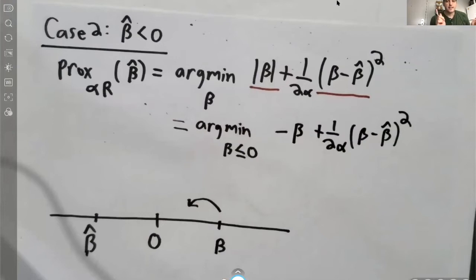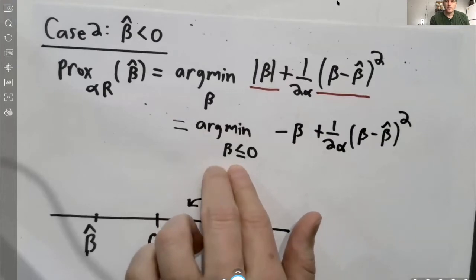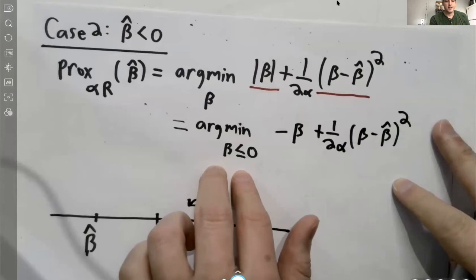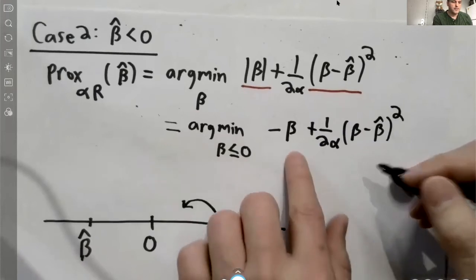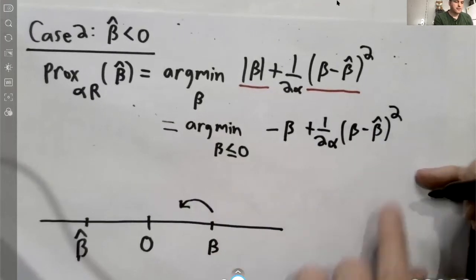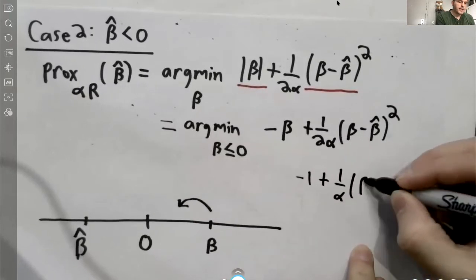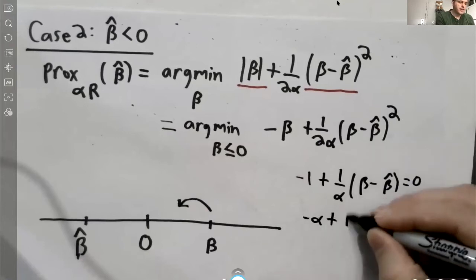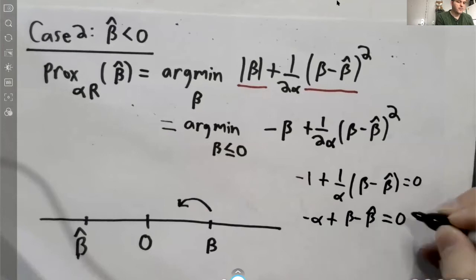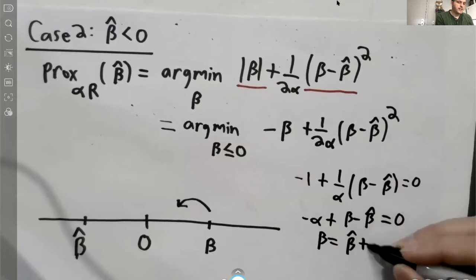And yes, it's a slight complication that we're restricting our attention to negative values of beta, but this problem should be fairly easy because we're basically just minimizing a quadratic function. So let's find the value of beta that minimizes this quadratic function. Setting the derivative equal to 0, we get minus 1 plus 1 over alpha times (beta minus beta hat) equals 0. Now let's multiply through by alpha. So we get minus alpha plus beta minus beta hat equals 0. And so that gives us beta equals beta hat plus alpha.